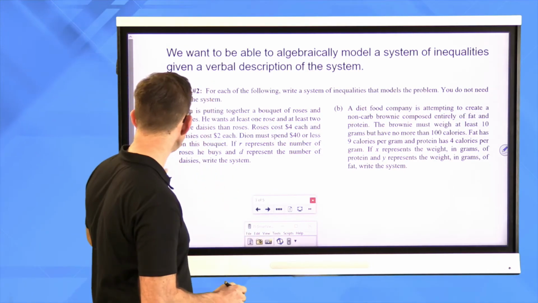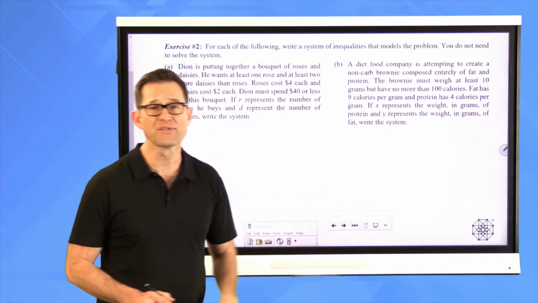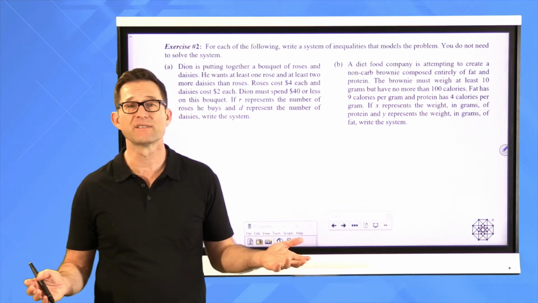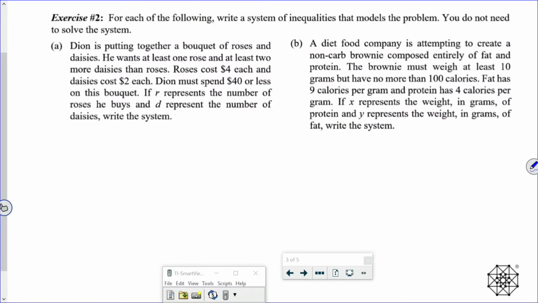So let's get a little bit of practice on that in exercise 2, where we aren't going to solve systems, we're just going to try to set them up. Let's take a look at exercise number 2. For each of the following, write a system of inequalities that models the problem. You do not need to solve the system.